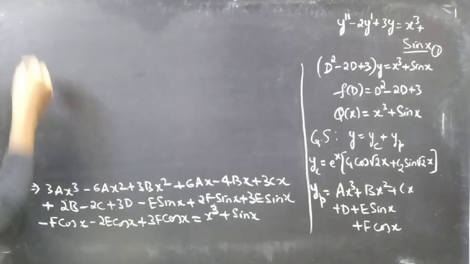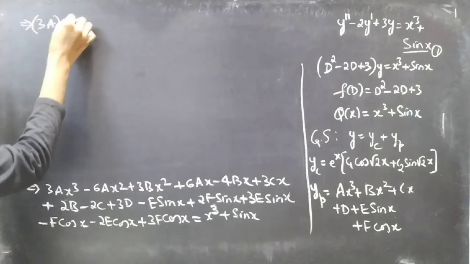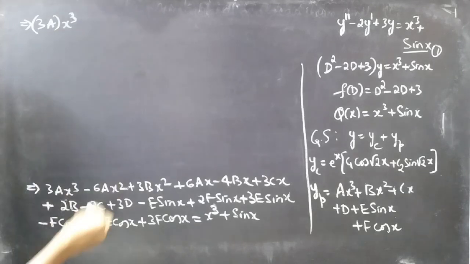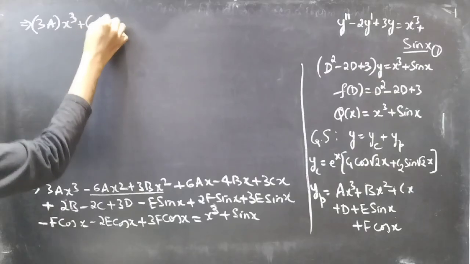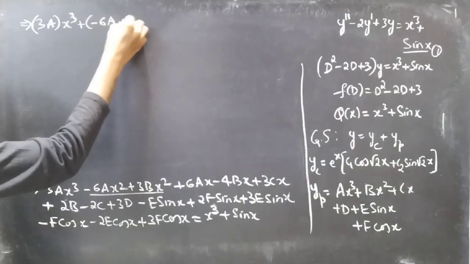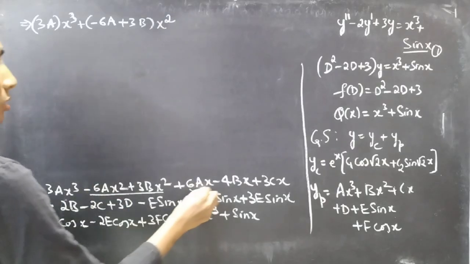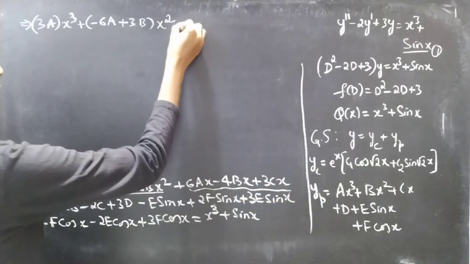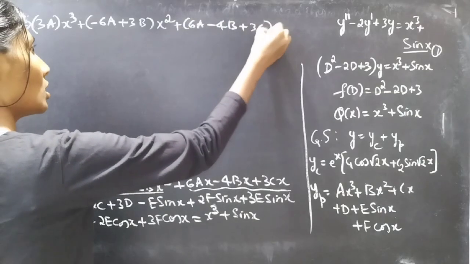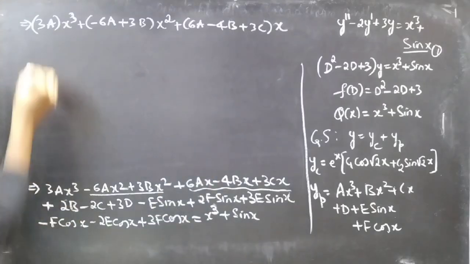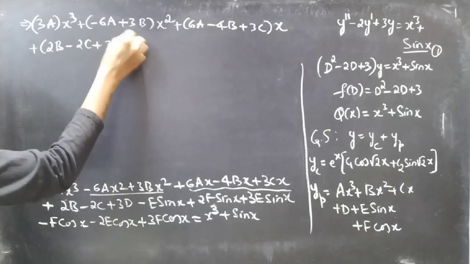Now I'll write the term involving x cube as 3a into x cube. Now I'll take x square common from the next two terms. I'll write it as plus of minus 6a plus 3b into x square. Now I'll take x common from the next three terms: 6a minus 4b plus 3c into x. Now write the constants: 2b minus 2c plus 3d.